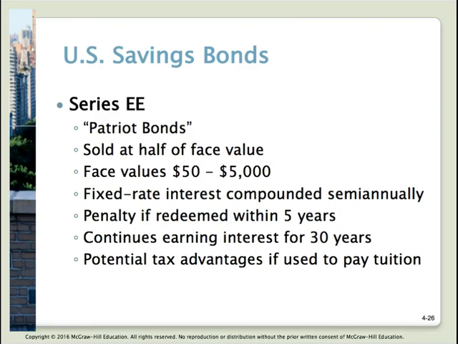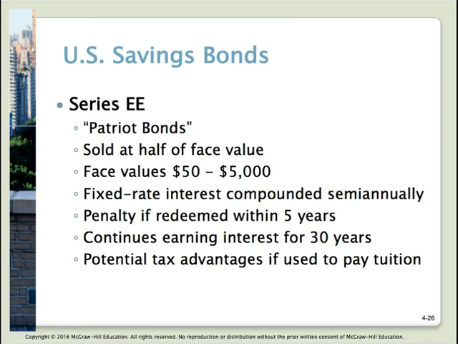Savings bonds, U.S. savings bonds, are a low-risk savings program. They're guaranteed by the federal government, and they can help you to achieve various financial goals. The Treasury Department offers various programs for buying savings bonds, the most common being Series EE, and they may be purchased for any amount greater than $25.